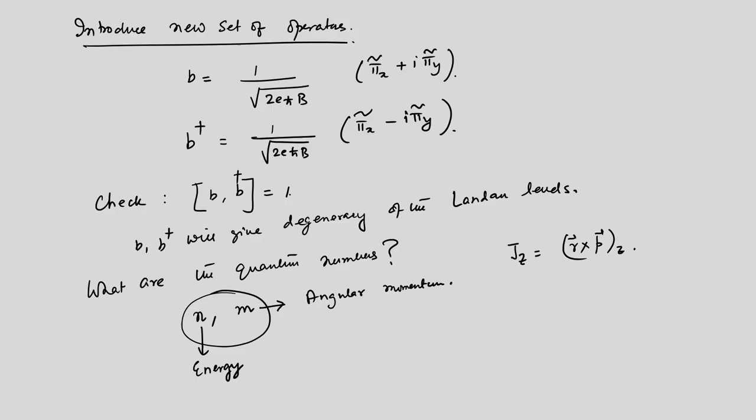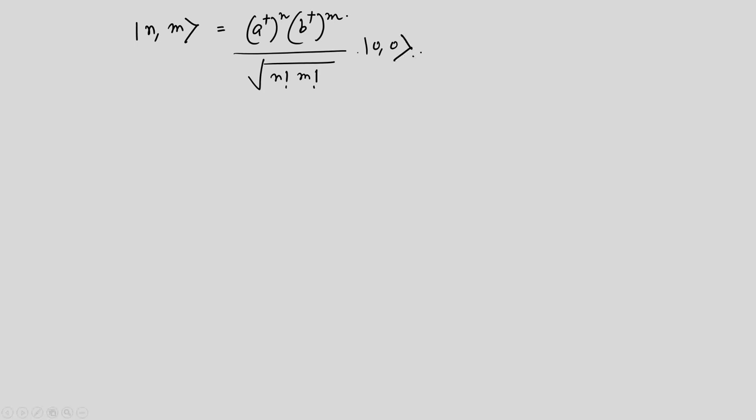Okay, so let's write these states as a ket comprising these numbers. So the ket n, m is equal to (a dagger)^n (b dagger)^m divided by the square root of n factorial m factorial. This acting on the vacuum 0, 0 will give us a Landau level starting from the vacuum. Of course we know that a acting on 0, 0 is nothing but 0, and as well b acting on 0, 0 gives nothing but 0. Basically, you cannot lower these n and m indices any further.